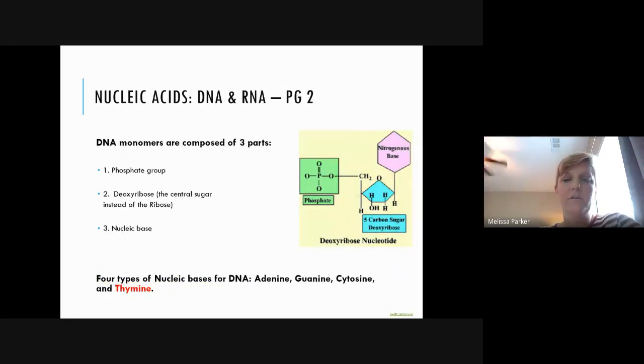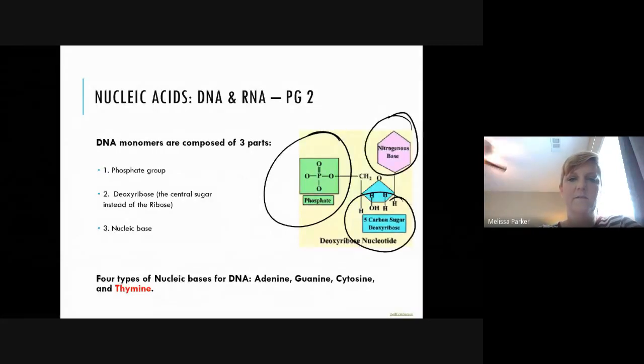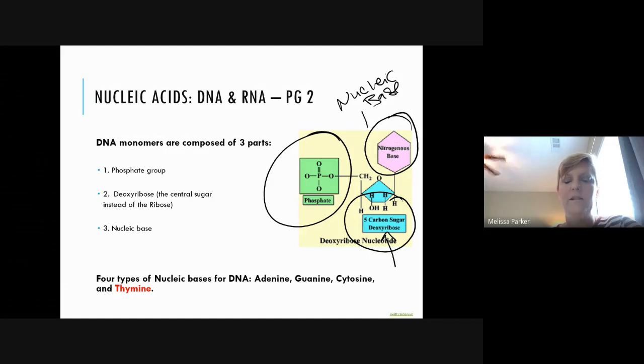So DNA monomers are composed of 3 parts as well. So it too has a phosphate group. And it also has a central sugar, and it also has a nitrogenous base, which is the same thing as a nucleic base, which is the term that they used on the last slide. But you'll notice that the DNA, its sugar starts with a D, deoxyribose. So DNA stands for deoxyribose nucleic acid. RNA stands for ribose nucleic acid. So that's how you can determine which one is which. So deoxyribose is the central sugar for the DNA.